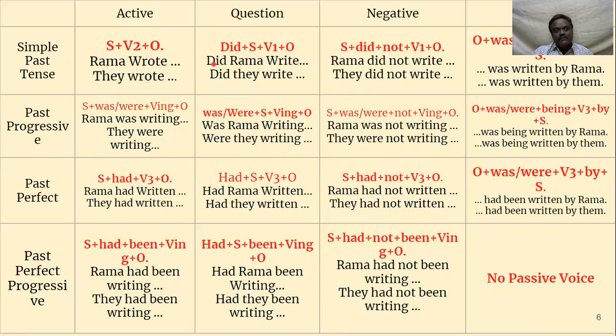In the same way, in simple past tense, since the past marker is already added to the helping verb, there is no need of adding a past marker to the main verb. So, did Rama write a letter? Not, did Rama wrote a letter. In a statement we say Rama wrote a letter, but in a question, did Rama write a letter? Did they write a letter? So there is no subject verb problem.